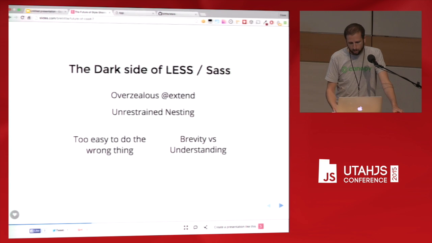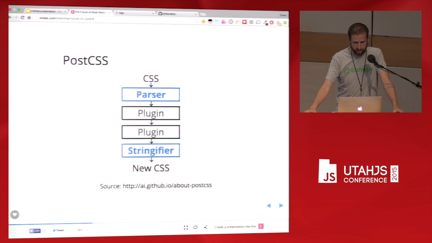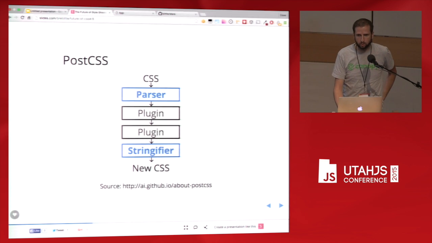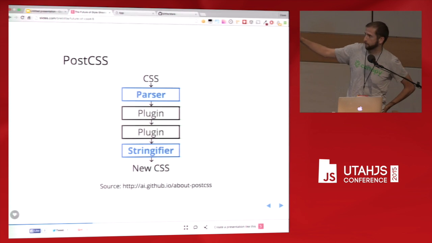So what does this mean we should use potentially instead? There is something called PostCSS. Who here has heard of PostCSS? Who here uses PostCSS? Most people, you're using it even if you don't even know it, because a lot of people use Autoprefixer. Autoprefixer is using PostCSS. PostCSS allows you to do things that you cannot do in Sass and Less, but it's extremely simple conceptually. Really all it is, it takes some input CSS, parses it, strings it through some plugins, and outputs some new result CSS. Very, very simple.